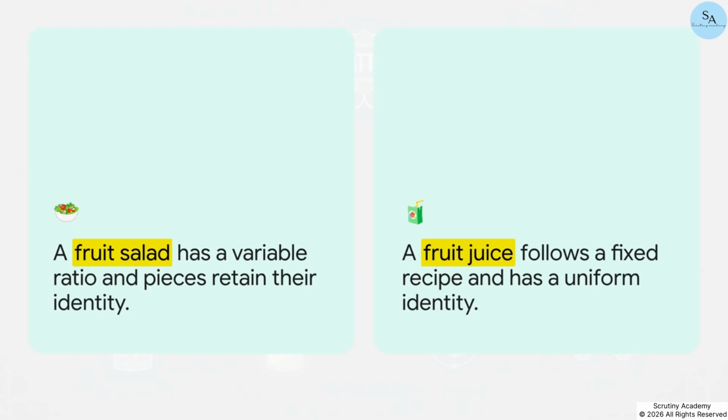Now flip that and think about a commercially bottled fruit juice. That juice demands a strict, fixed recipe every single time so it tastes exactly the same and keeps a completely uniform identity. That carefully crafted juice represents a chemical compound. Definitely keep this little visual in the back of your mind as we go.